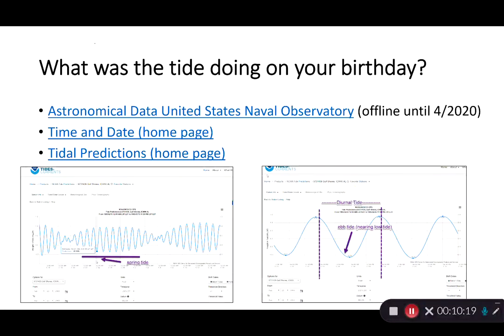Okay, so what's the tide doing on your birthday? That's the question that I would like for you to look at for this project. And so these are the images for my birthday, which is February 24th, 1965.